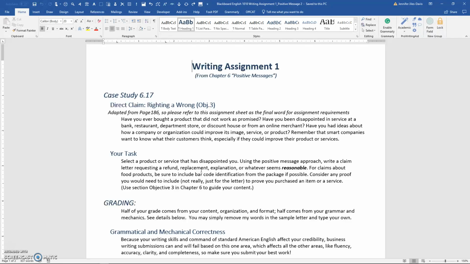Only you know that. So your task is to select a product or a service, and then using the positive message approach, and again, think about direct pattern of organization, write a claim letter requesting a refund, replacement, explanation, or whatever seems reasonable to you. And keep in mind, if you bought a vacuum cleaner 5 years ago and it's broken, it's not reasonable to request a replacement vacuum cleaner or a full refund. So just keep that kind of stuff in mind.